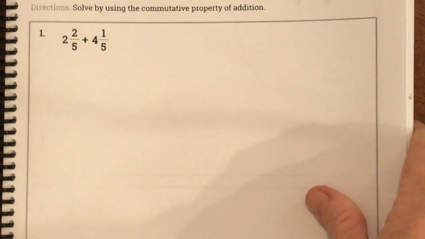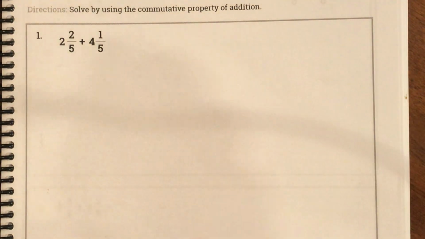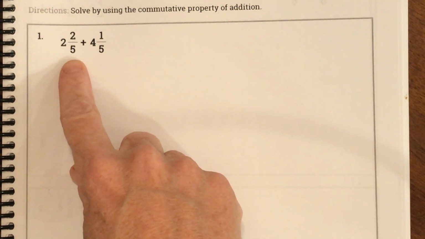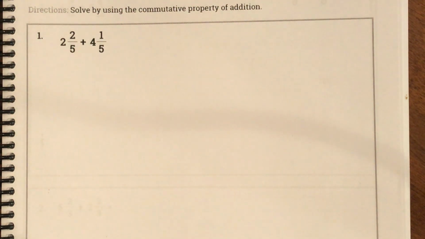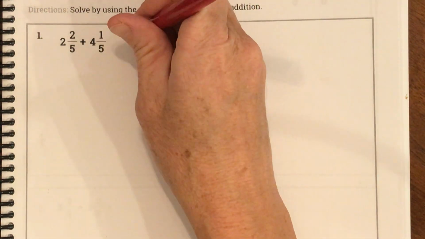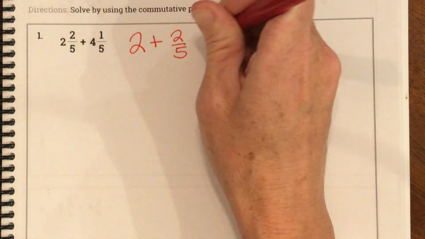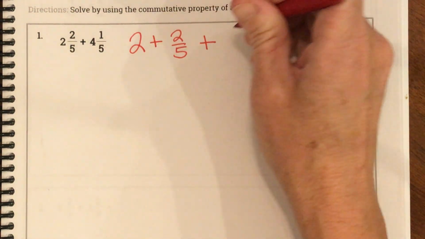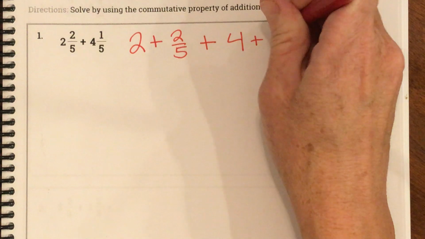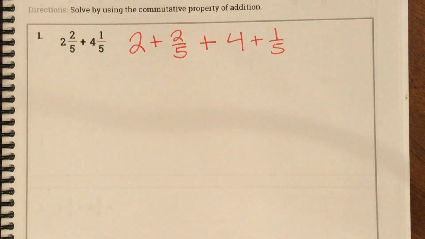Okay, so here's my first problem. My first problem says 2 2/5 plus 4 1/5. Okay, so it says I'm first going to decompose them. So I'm going to break apart the mixed number. So I'm going to have 2 plus 2/5 plus 4 plus 1/5. So all I did was break apart the two mixed numbers.